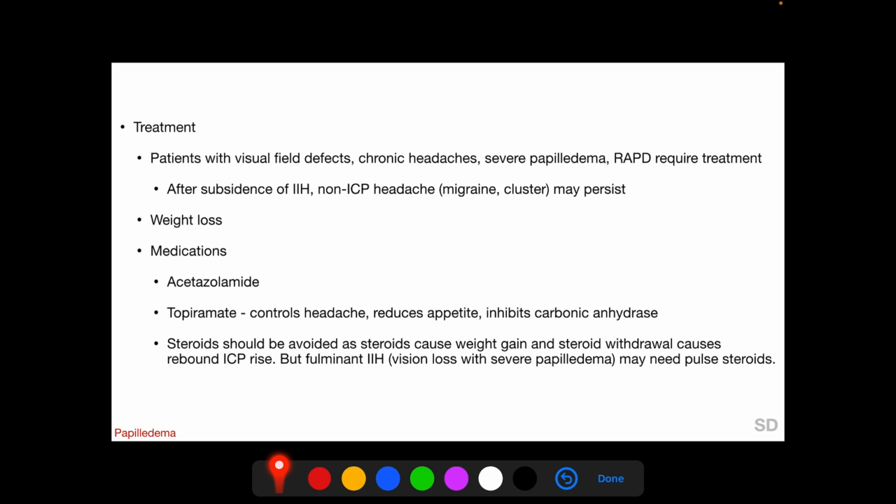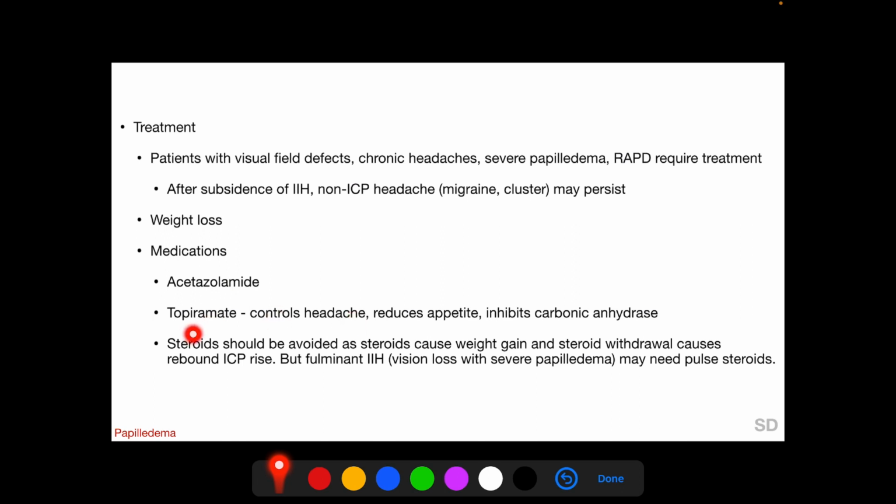So coming to treatment with IIH, patients with visual field defects or chronic headaches or having severe papilledema and RAPD require treatment. After the subsidence of IIH, non-ICP headache may persist, and these non-ICP headaches may be migraine or cluster headaches. Weight loss is an important component of treatment, and medications include acetazolamide and topiramate. Topiramate controls headache, reduces appetite, and also inhibits carbonic anhydrase like acetazolamide. So it has multiple roles.